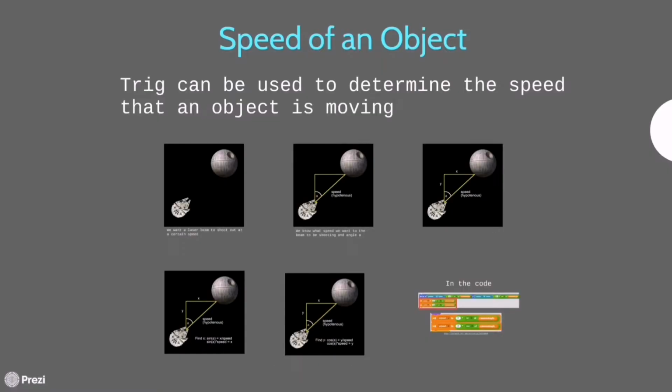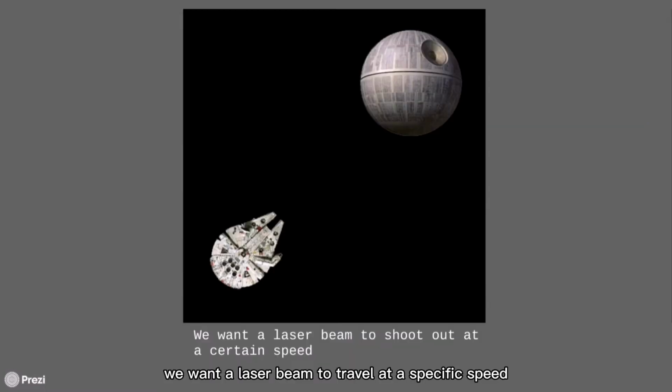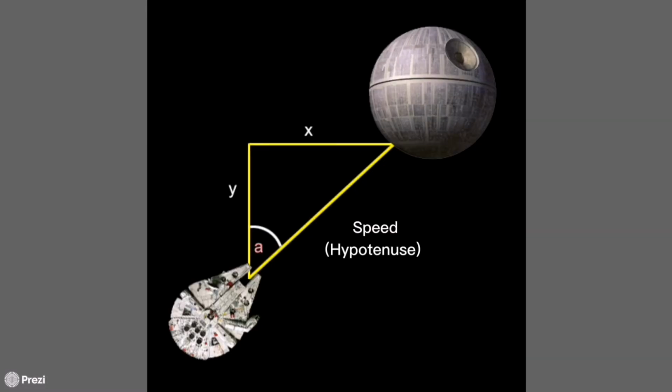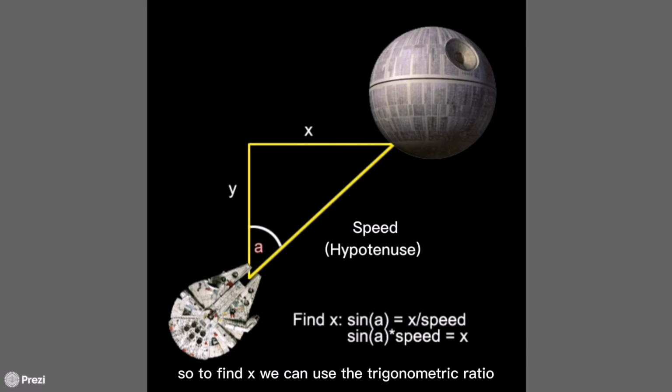Trigonometry can be used to calculate the speed of an object. For example, we want a laser beam to travel at a specific speed. We know what speed we want the beam to shoot at and the measure of angle A. So to find x, we can use the trigonometric ratio for sine: sine of angle A is equal to x over speed, and to manipulate that we can use sine of angle A times speed is equal to x.